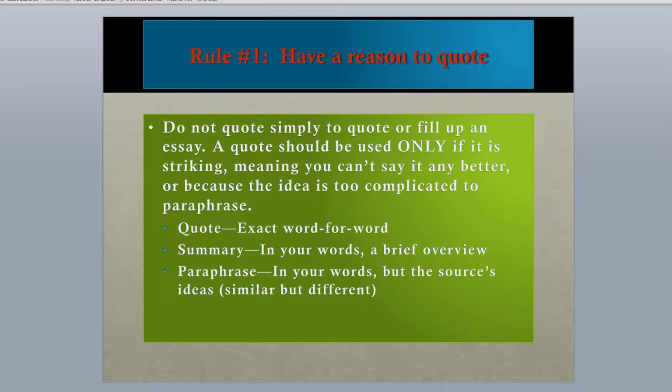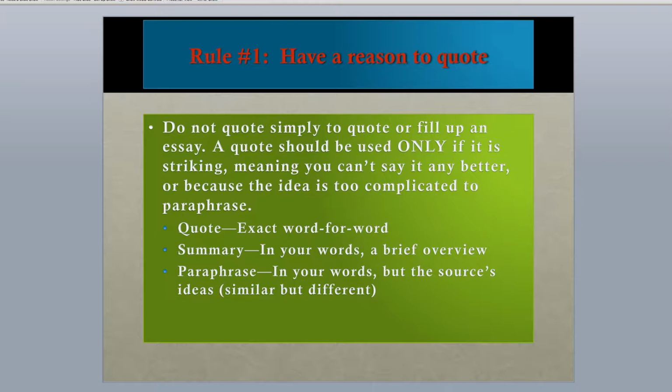Number one, you always want to have a reason to quote. So you never want to just fill up your essay with outside sources. The essay should be mostly you talking, and a quote should only be used if it backs up, supports, or provides evidence for something that you're saying.